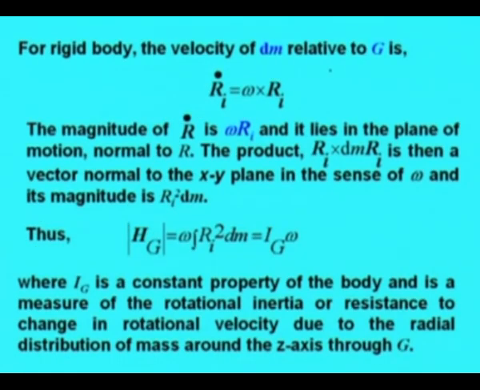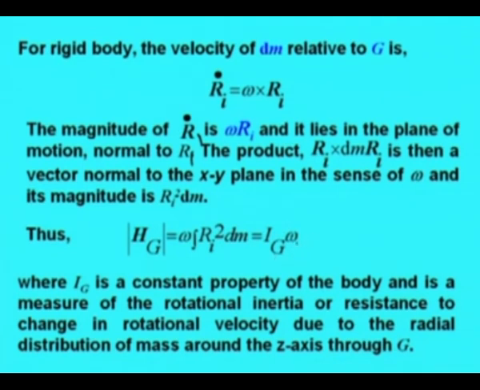Now for a rigid body, the velocity of dm relative to G is r dot i equal to omega cross r i. So the magnitude of r dot i is omega r i, and it lies in the plane of motion normal to r i. The product r i cross dm r dot i is then a vector normal to the xy plane in the sense of omega, and its magnitude is r i square into dm. Thus the magnitude of H G is omega times the integral of r i square dm, that means it is I G into omega.